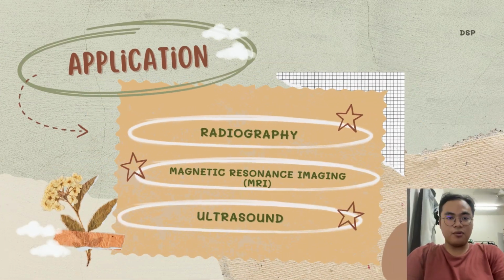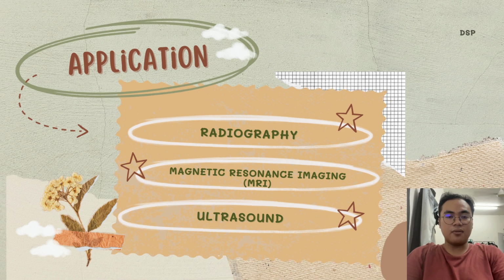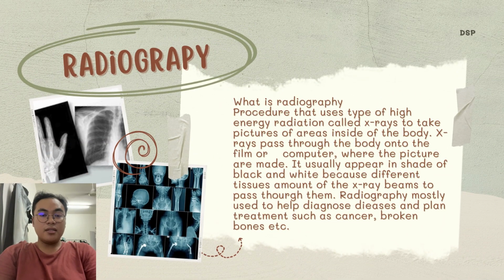So now we move to applications. There are 3 applications, that is radiography, MRI, and ultrasound. So for radiography, what is radiography? It uses a type of high energy radiation called X-ray to take pictures of areas inside of the body. X-rays pass through the body onto the film or computer where the pictures are made. It usually appears in shades of black and white because different tissues allow different amounts of the X-ray beam to pass through them. Radiography is mostly used to help diagnose disease and plan treatment, such as cancer and broken bones.